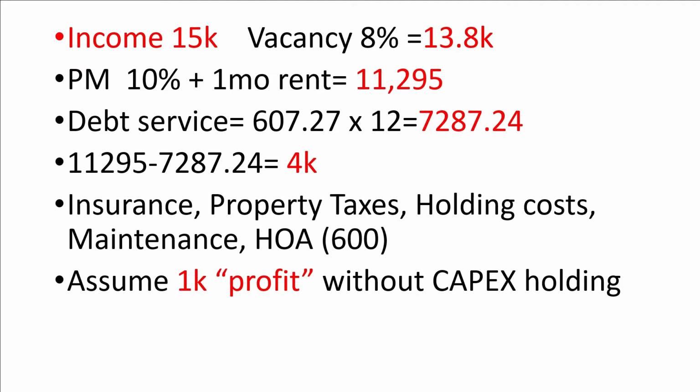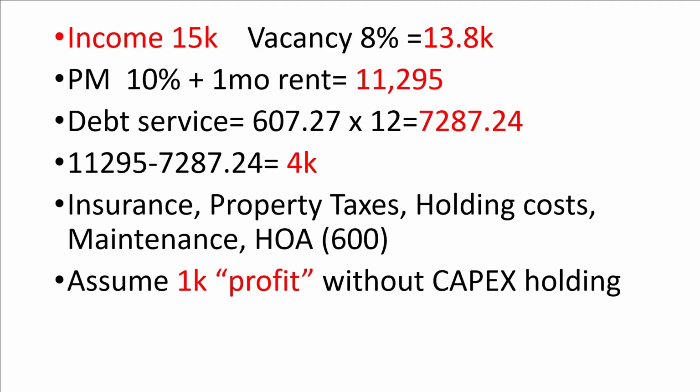Now you have the mortgage debt service, the $607 payment times 12. Doesn't matter if there's nobody in it, you're paying that every month. So that's $7,200 a year. So if you do all that, you end up with about $4,000 left over. And you go, okay, well, $4,000, that's a good amount of money. And that's where people go wrong, is that they looked at just that. They still haven't taken out insurance, property taxes, holding costs, the maintenance, and the HOA.